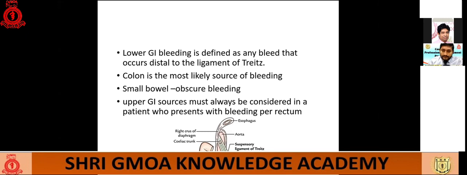When we're talking about lower GI bleeding, we should keep in mind that upper GI bleeding is also a cause for lower GI bleeding. Most of the time, about 85% of the time, lower GI bleeding is a cause beyond the ligament of Treitz. But about 10 to 15% of the time, it may be a cause above the ligament of Treitz, mostly a bleeding duodenal ulcer.